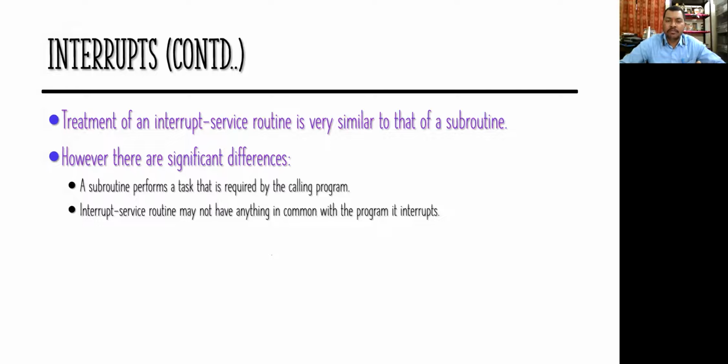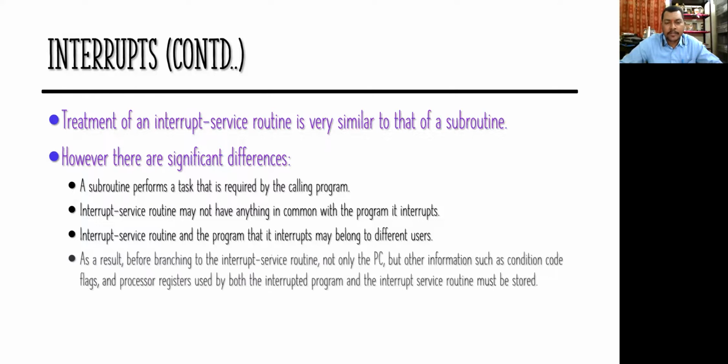Whereas the interrupt subroutine may not have anything in common with the program it interrupts, right? So जो प्रोग्राम वो कंटिन्यू कर रहा था, उससे और उसका कोई रिलेशन नहीं हो सकता है, वो something that is something different which it wants to do. That is the input output device, right? So the interrupt subroutine and the program that it interrupts may belong to different users. ये दोनों भी अलग अलग users को belong कर सकते हैं. These are some of the differences between the interrupt service routine and the subroutine that we use.